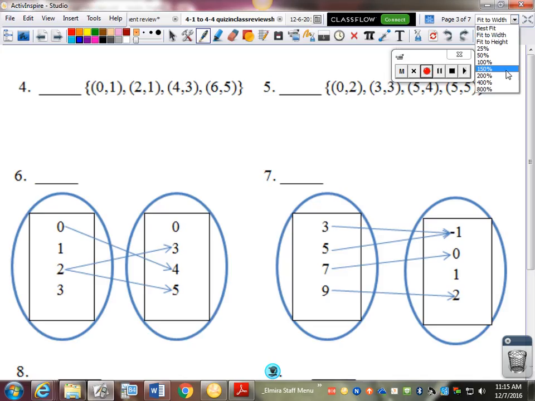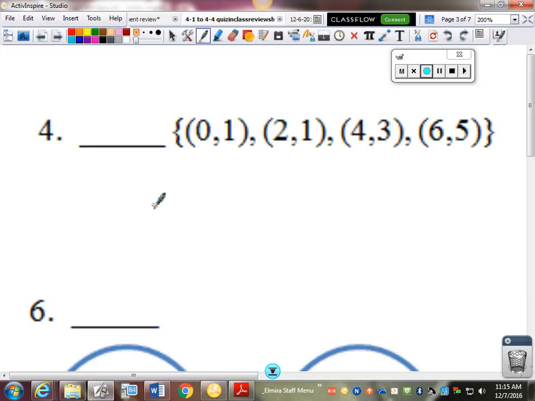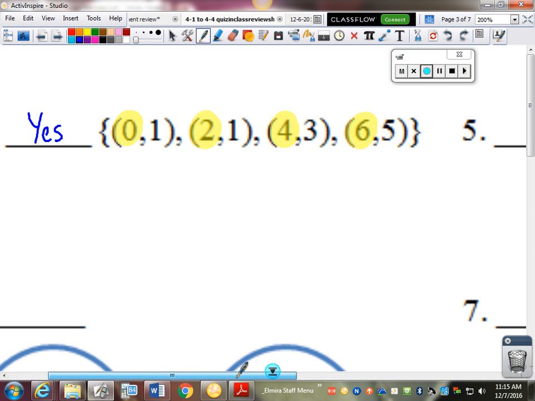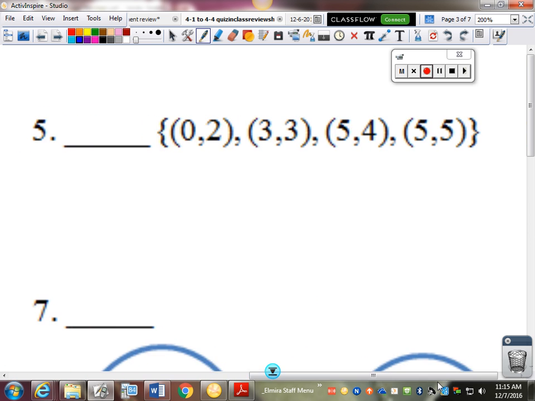Okay, now we're going to look at data presented to us as coordinate pairs. In coordinate pairs, all we're looking at is the x values. Don't even look at the y values. Okay? 0, 2, 4, and 6. They are all different, so this is a function. Zero, 3, 5, 5. Okay, wait a second. That 5 and that 5 are duplicates. So that is not a function.